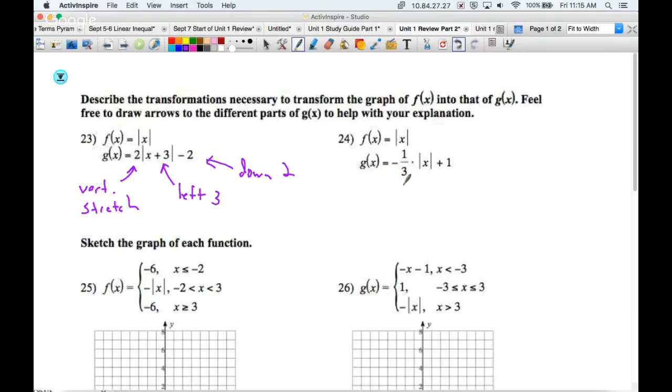Over here, this is going to be a vertical compression and a vertical flip. Vertical flip. And you could say it's a vertical compression of factor 3. We'd call it factor 3 because it's getting 1/3 as tall. But all you have to write here is vertical compression. And you've got that one. Let's just finish this one out. This is moving up 1.